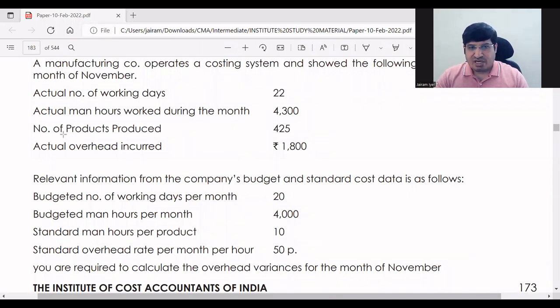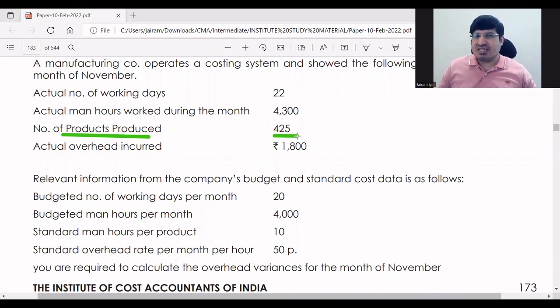Now number of product produced, ठीक है, actual number of products is 425. ठीक है, so now to find, we want standard hours for actual quantity, correct? For point number 1 we want standard hours for actual quantity. ठीक है, so how to find that out? Everything will be given in this data only. हमको बस rearrange करना है. We have to know how to rearrange things. Okay, now actual quantity of product is 425 and standard man hours per product is 10.